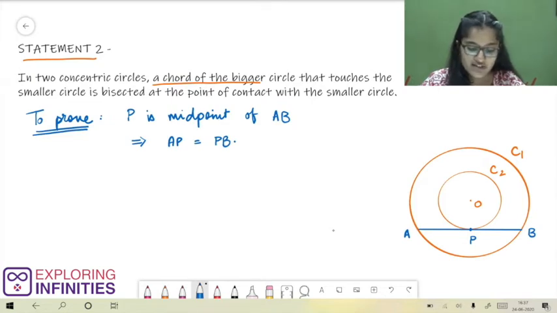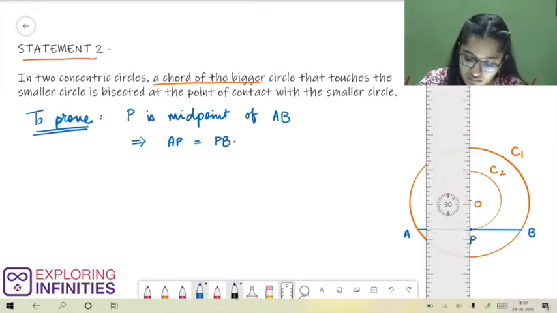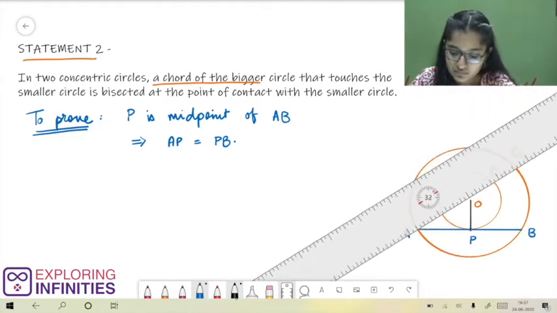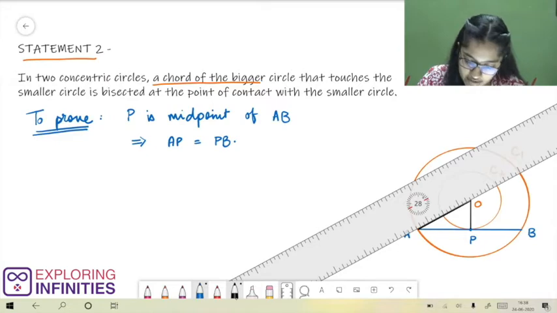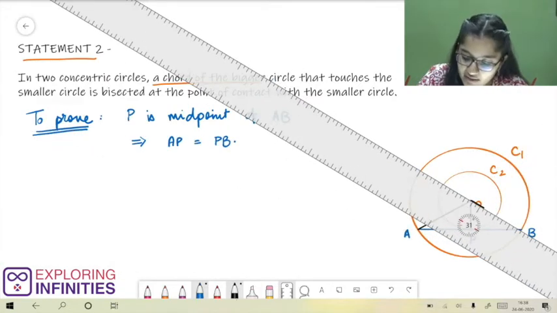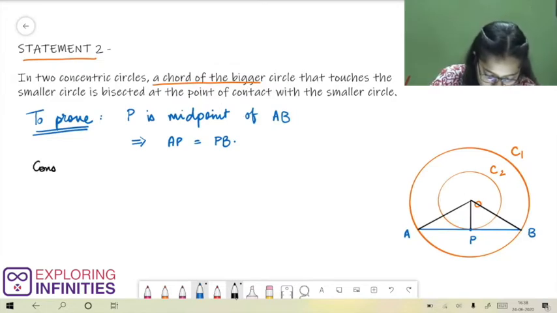In order to prove this, there are some constructions that we have to make in our figure. We have to join the points OP, OA and OB. Join OP, OA and OB. So the constructions needed in the proof of this statement are joining OA, OB and OP.